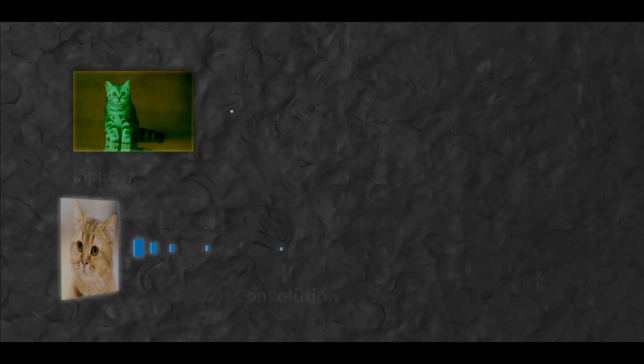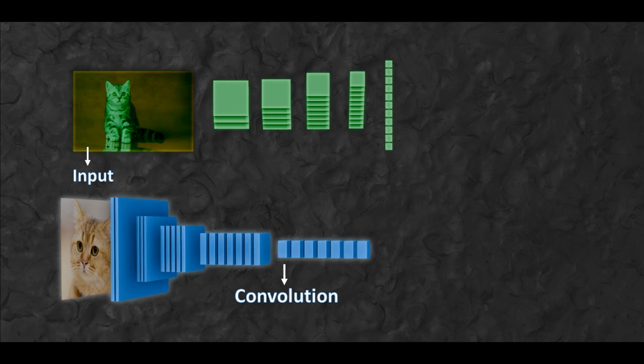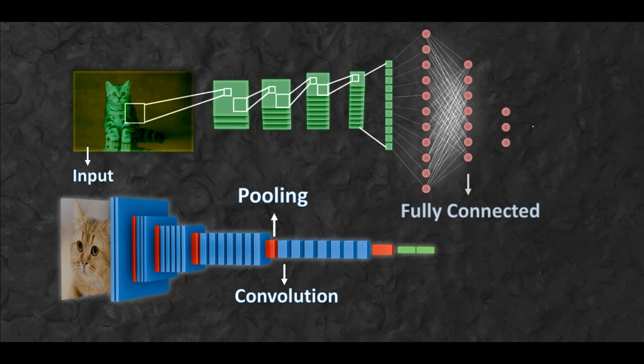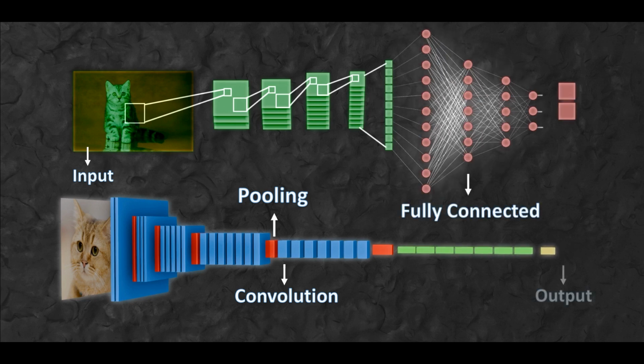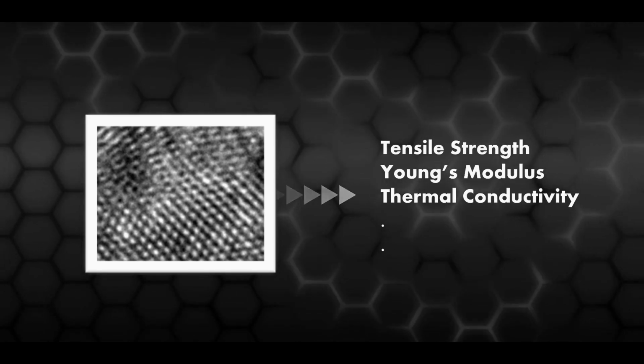The convolutional layers act as filters, scanning the images to detect basic features like edges and textures. These layers capture the essential details that distinguish cats from dogs. Pooling layers reduce the dimensionality of the data, making the computation more efficient while retaining important features. Finally, the fully connected layers combine the extracted features and make the final prediction whether the image is of a cat or a dog. Now, let's switch gears and explore how AI analyzes the properties of graphene using microscopic images.